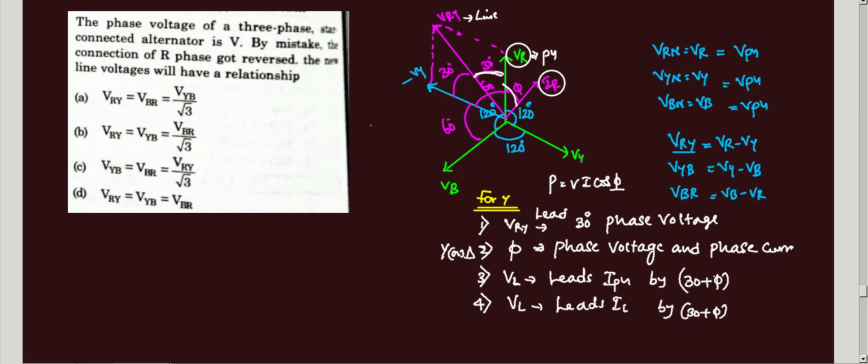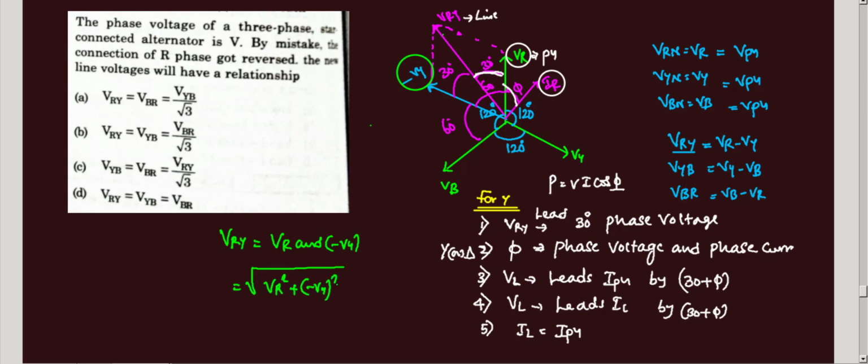Next, in star connection, line current equals phase current. Let us observe here: VRY is the line voltage, that is the voltage between VR and minus VY. Applying the parallelogram between VR and minus VY, the resultant is the square root of VR squared plus minus VY whole squared.